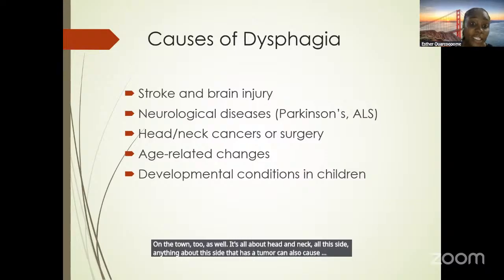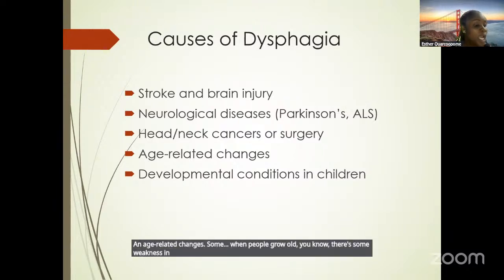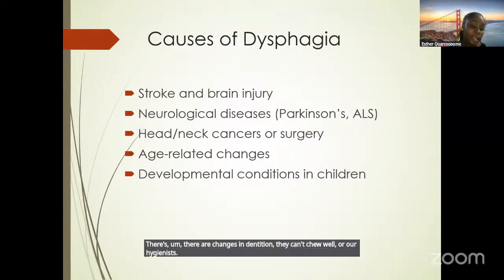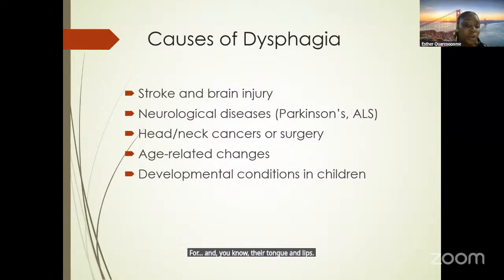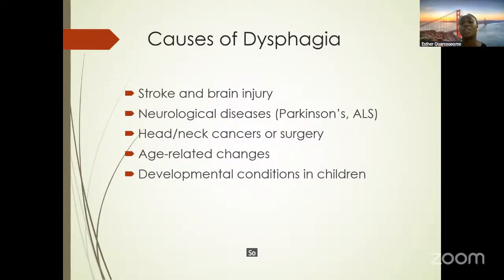And age-related changes. When people grow old, there's some weakness in their muscles. There are changes in dentition. They can't chew well. Oral hygiene is poor, and their tongue and lips and jaw are not moving the way they used to when they were young. So maybe things could be a little bit slow or weak. So these things can also cause dysphagia.